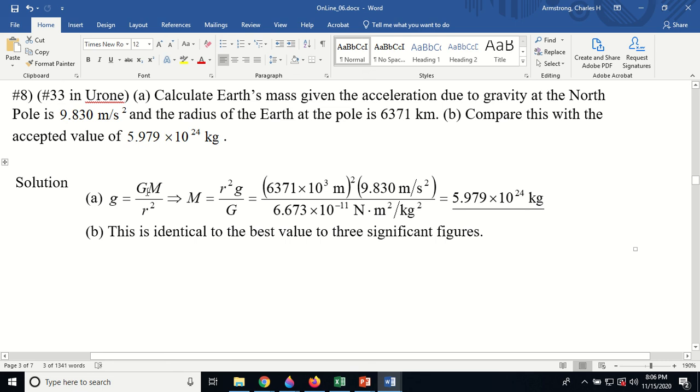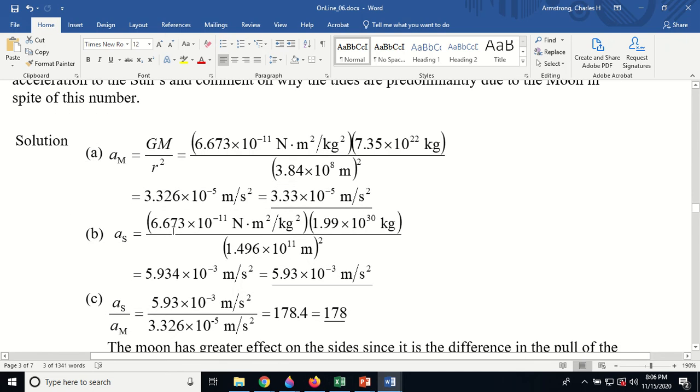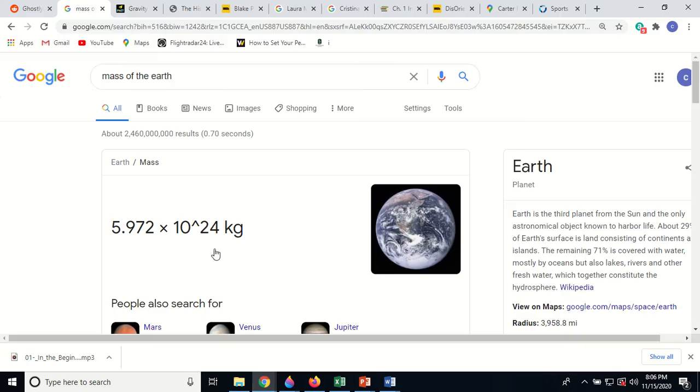So what we do here is two things. We stick in the mass of the moon here, and we stick in the distance from the Earth to the moon here. Those are things you look up. So this should be the mass of the moon, 7.35 times 10 to the 22. If I come back over here, mass of the moon.